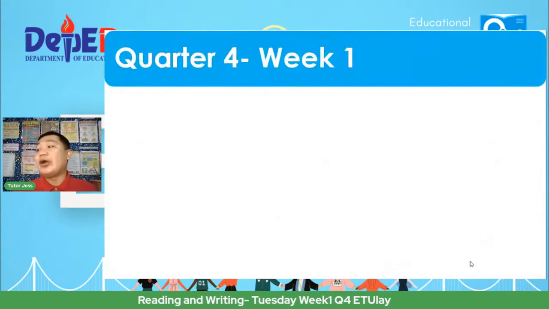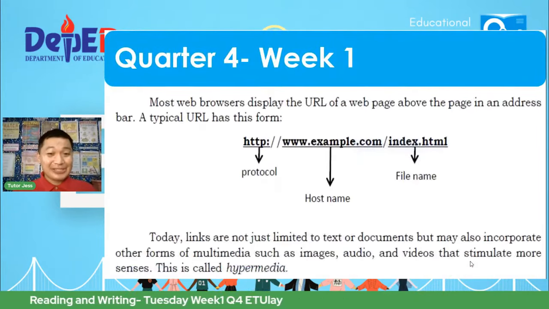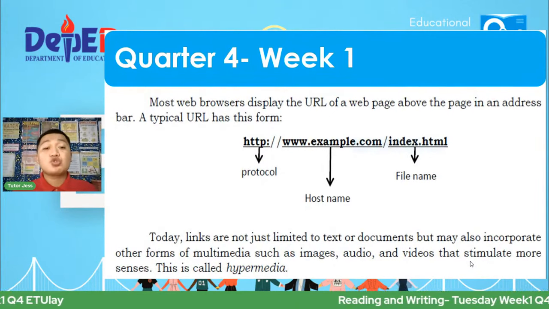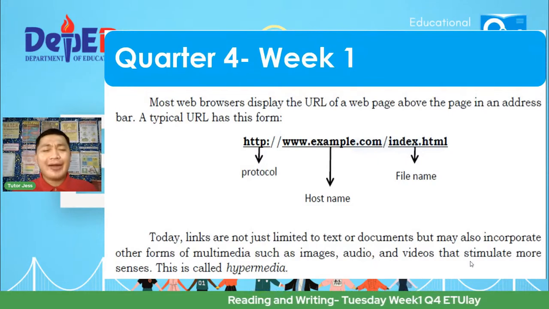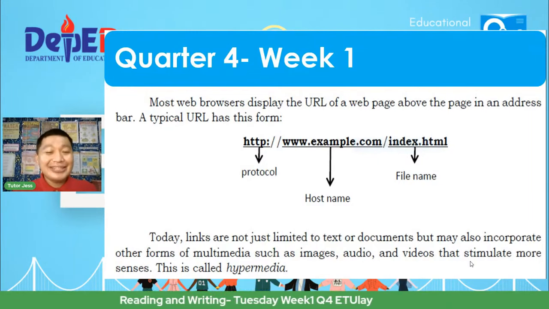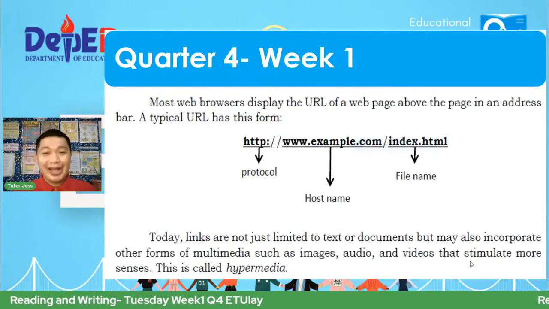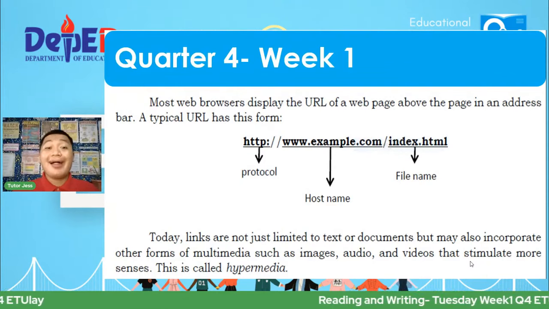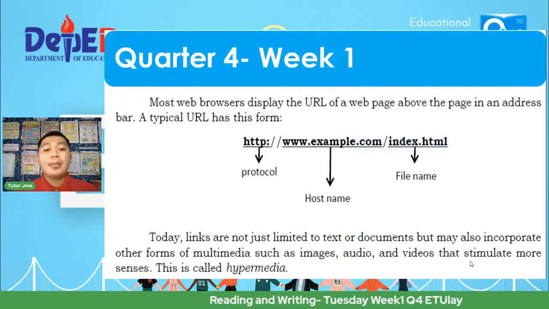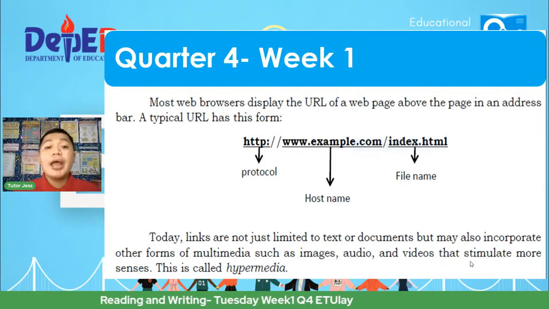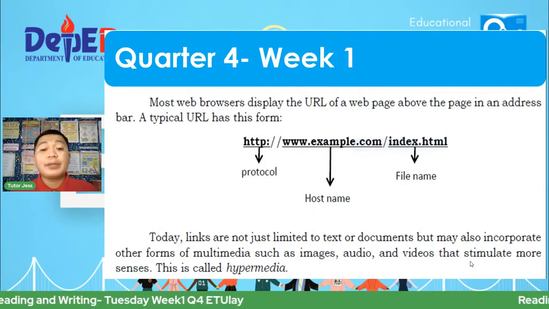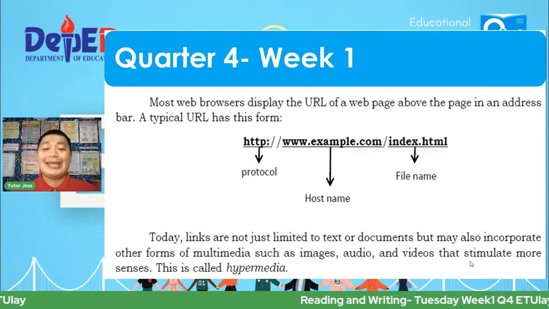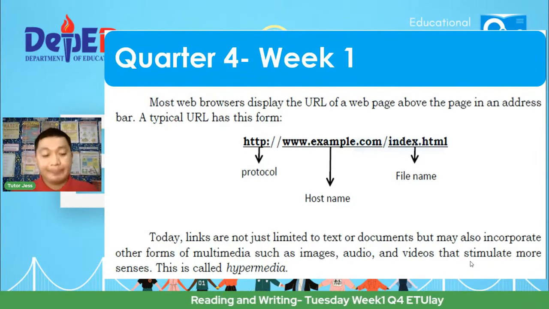Okay. All right. Students and viewers right now, most web browsers display their URL. Ano yung URL? Uniform Resource Locator. About the page and address bar, this is a typical URL that has this form. HTTP is the protocol. Next, the www.example.com, that is the host name. And the last is the file name. That is protocol, host name, and file name.